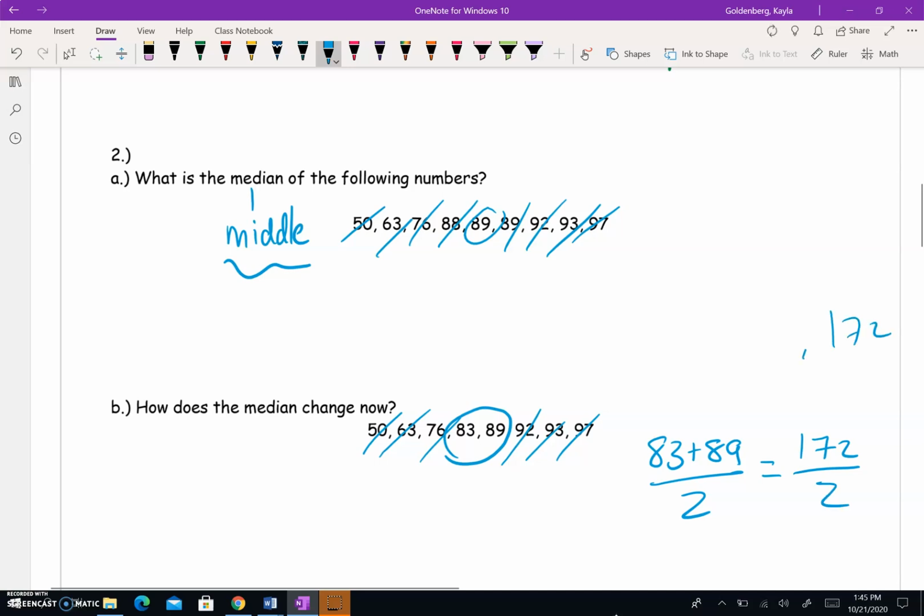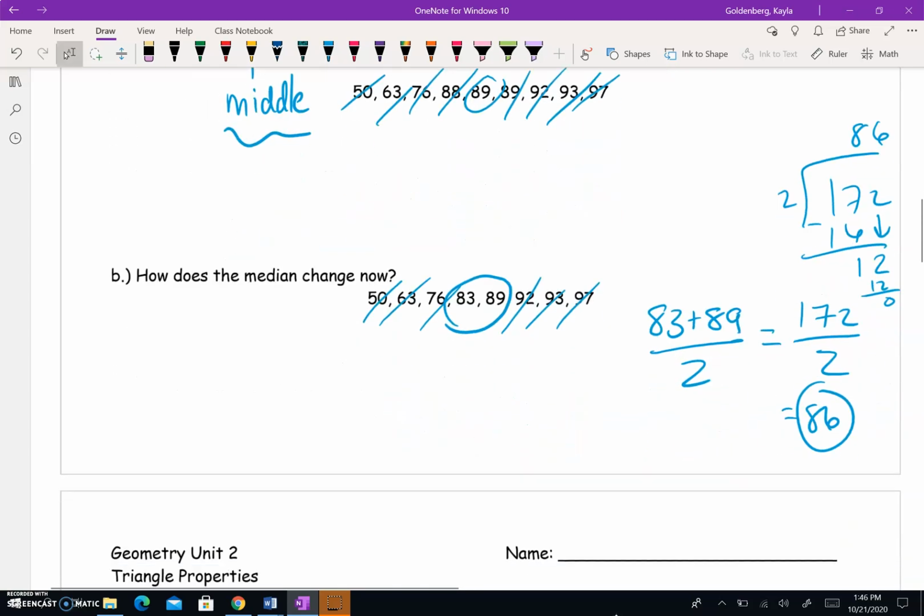I'm just going to do it on the side because I don't have a calculator. I know 2 8s make 16. Carry the 2, and 2 6s will make 12. So it looks like it's equal to 86. That would be what's right in the middle of 83 to 89. You also probably could have counted that, counted how far apart they are and found right in the middle.